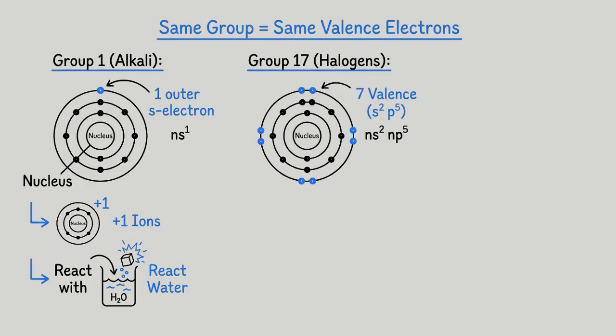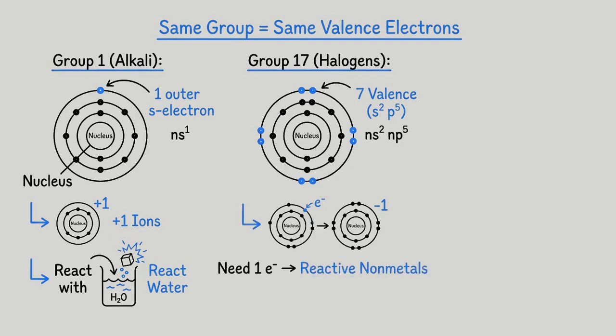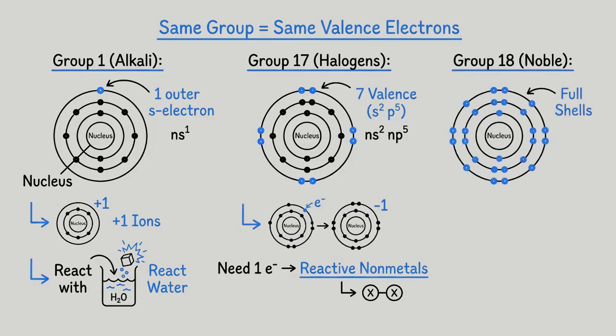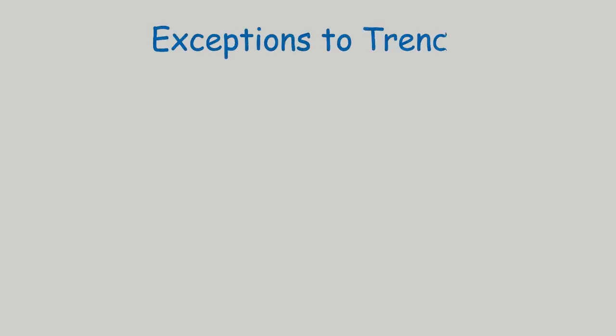But not all trends are perfect. There are exceptions, and they make sense once you dig deeper. For example, beryllium has a higher ionization energy than boron, even though it comes before it. That's because beryllium's outer electron is in a 2s orbital, which is lower in energy and more tightly held than boron's 2p electron. Another example.